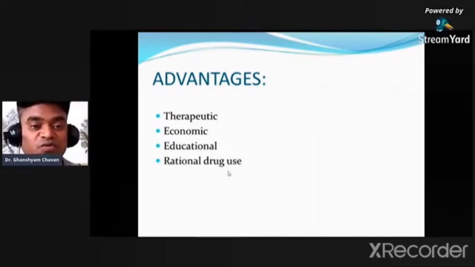So it is also a very good advantage of the formulary, rational drug use. I hope you understood rational drug use. If you don't understand, you can ask me at any time.